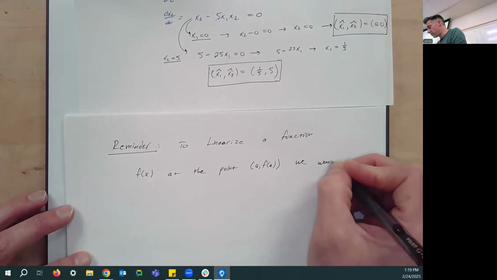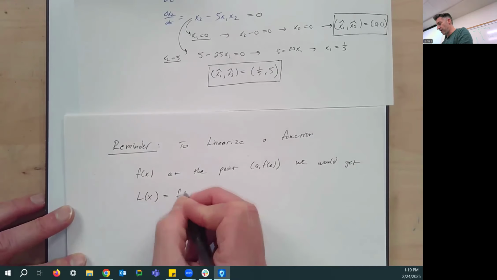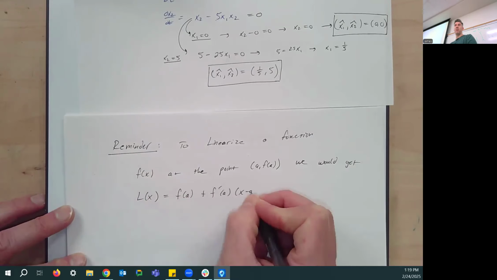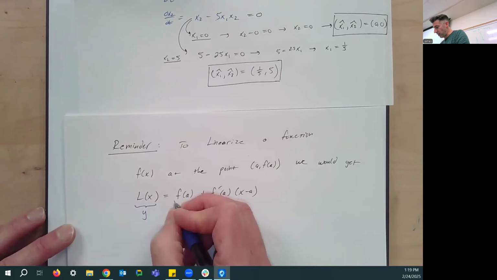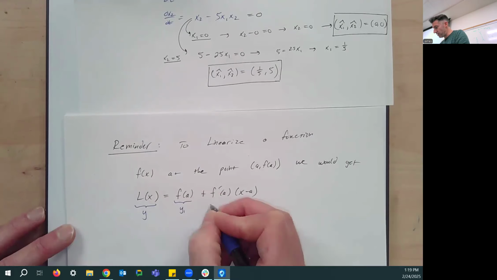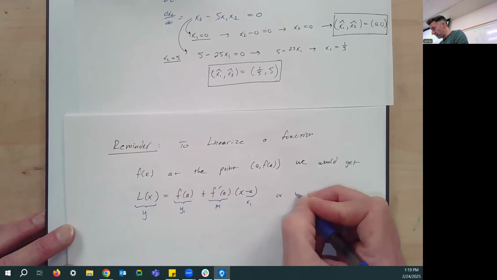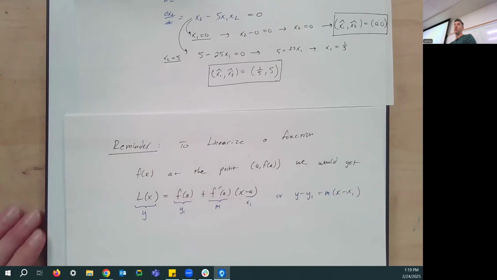We would write that L of x, the linearization, is equal to f of a plus f prime of a times x minus a. You guys remember that a little bit? Another way to look at it: this is like your y1, this is like your slope, this is like your x1. This is really just another way of saying y minus y1 equals your slope times x minus x1, just finding the equation of the tangent line at a particular point.